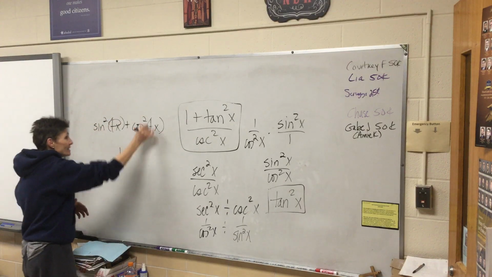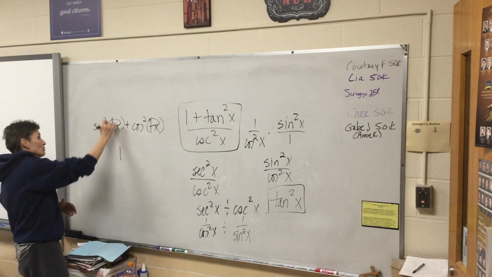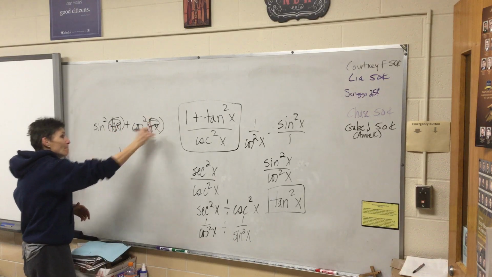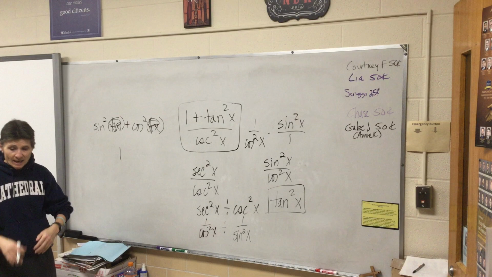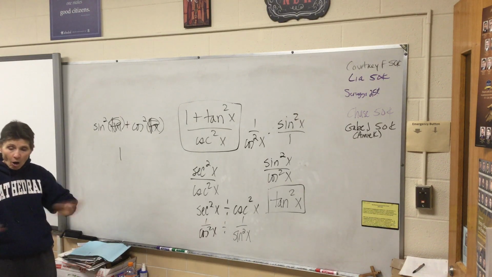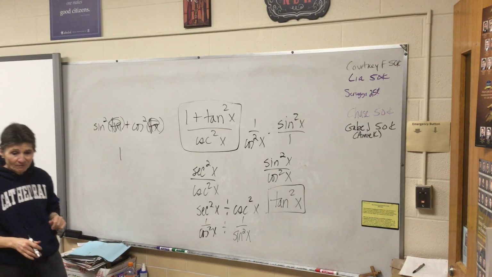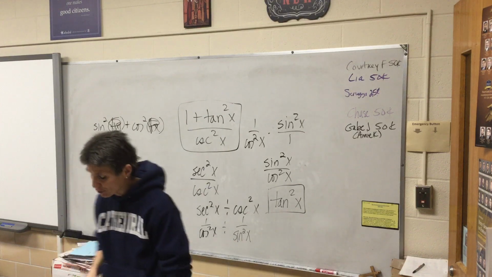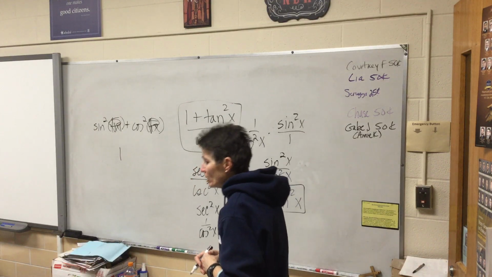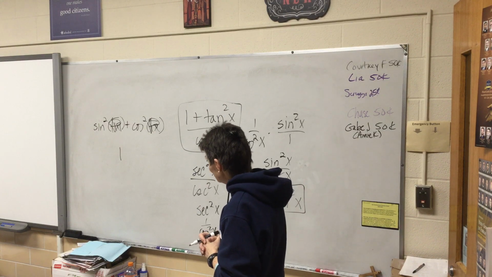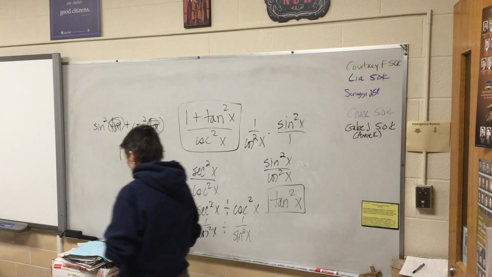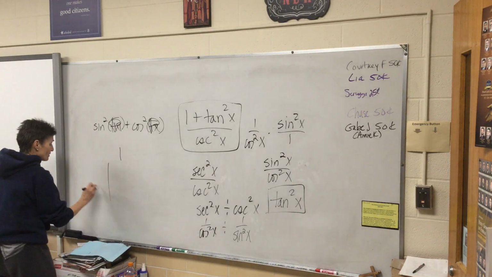This could be a p. This could be a root 17. It makes no difference. Sine squared plus cosine squared is 1. Always and forever. It's called the fundamental trigonometric identity. You're going to use it over and over and over again. Sine squared plus cosine squared is 1. It comes straight from the Pythagorean Theorem.